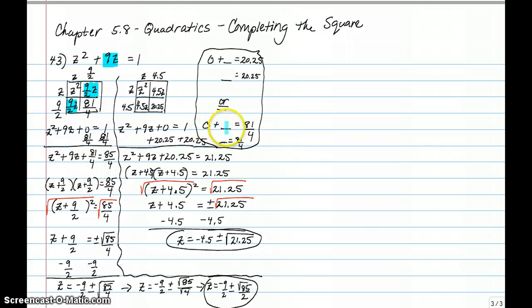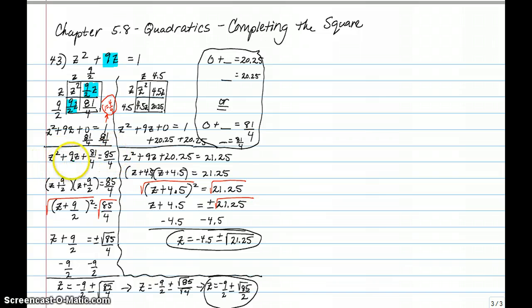Here it is right here. 0 plus what gives me 81 fourths? Well, 0 plus anything is that thing, so it's 81 fourths. And then you had to convert one whole. 1 whole equals 4 fourths. So then you would have had 81 fourths plus 1, or 81 fourths plus 4 fourths, which is 85 fourths.